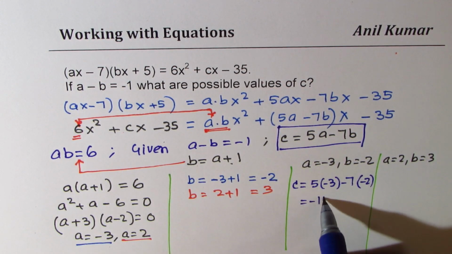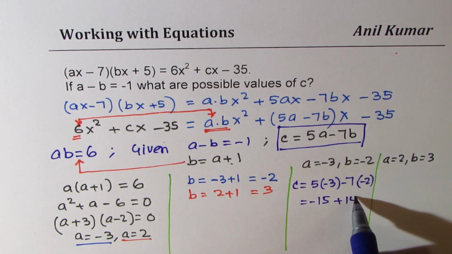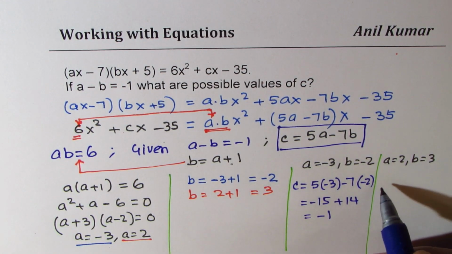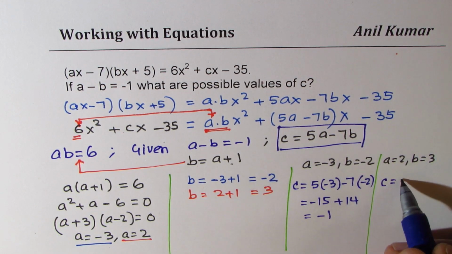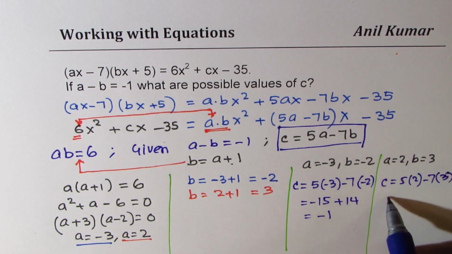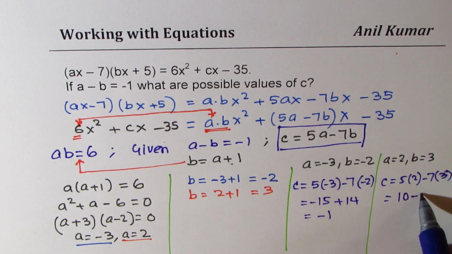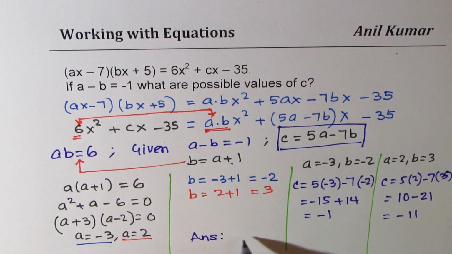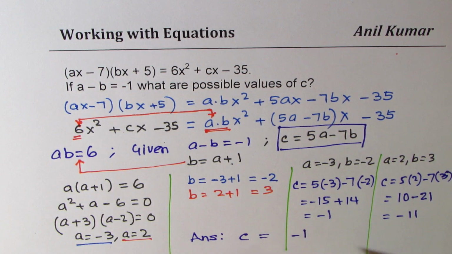So that gives you -15 + 14, and that is -1. This is one value. For the second one, c is equal to 5 times 2 minus 7 times 3. And that gives you 10 - 21, which is -11. So we get our answer, and that is c equals -1 or -11, right? So we could write it in set form as this. So these are two possible values of c.